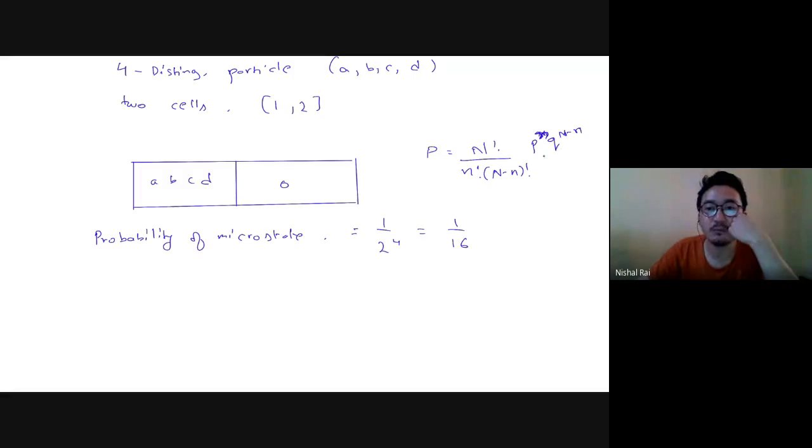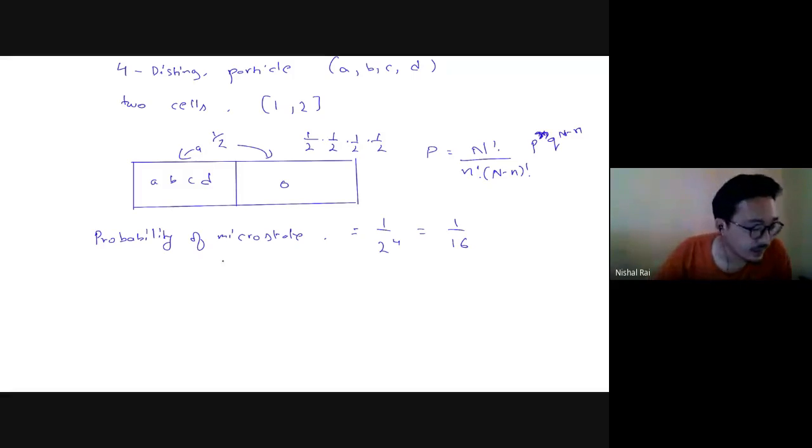If you do it exactly, how much will you get? 1 by 2 to the power 4, because half for each and every particle. One particle will have a probability of half, so A will have a probability of half of being either here or here. Clear? And we are using and: A and B and C and D are over here. So that's why we have to multiply all the probabilities: half into half into half into half. Clear? So it is basically 1 by 16. Is it clear or not?